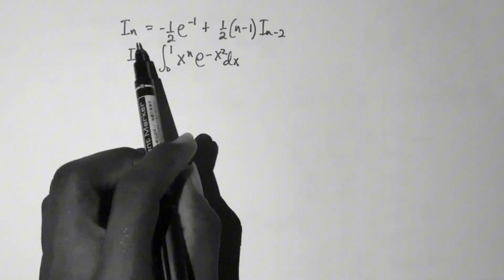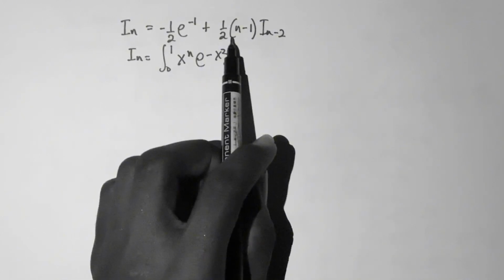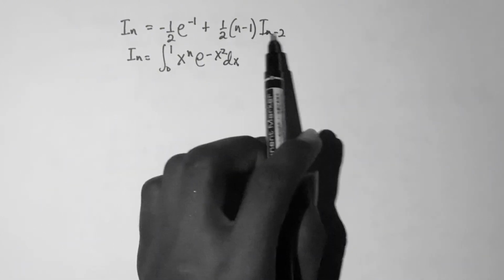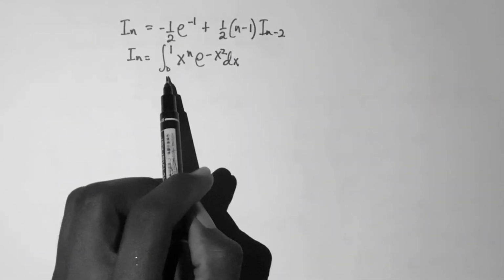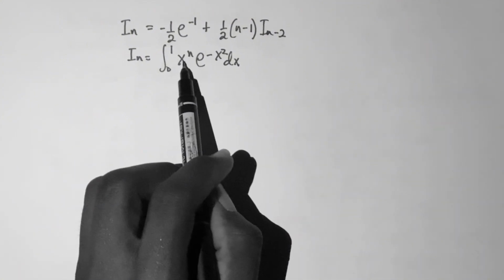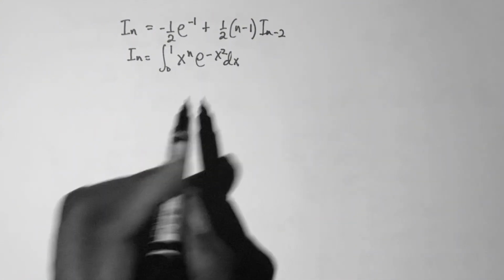So we found I of n to be equal to minus half e to the power of minus 1 plus half of (n minus 1) I of n minus 2. Then I of n is also equal to the integral from 0 to 1 of x^n e^(-x^2) dx.